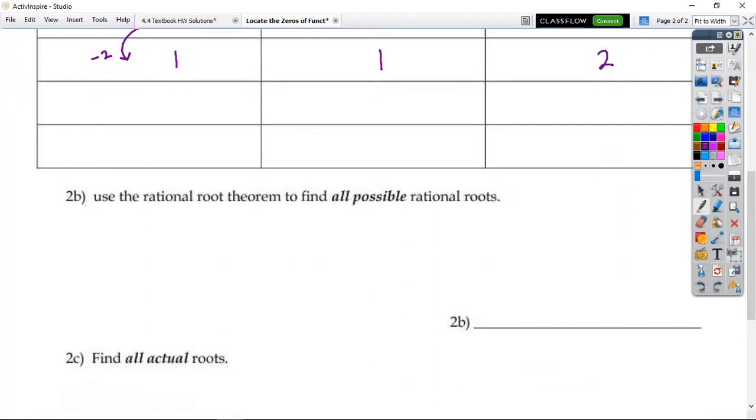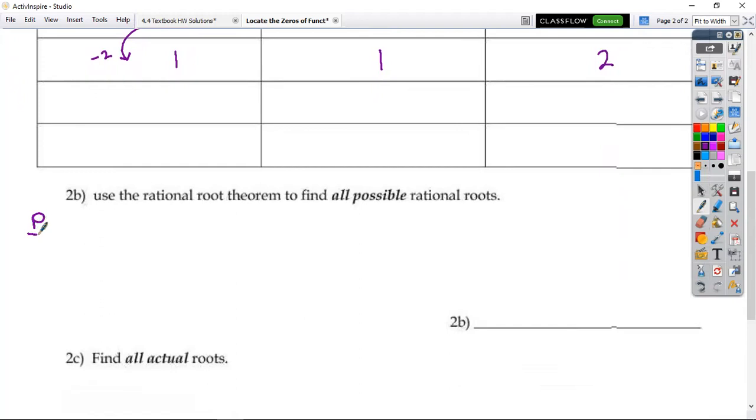All right, so use your rational root theorem to find all possible rational roots. And we have here, your p-value was what this time? 65. All right, so factors of 65. We have 1. How else do you get 65? What are your factors here? 5, 13, 65. Good. So 5, 13, 65.